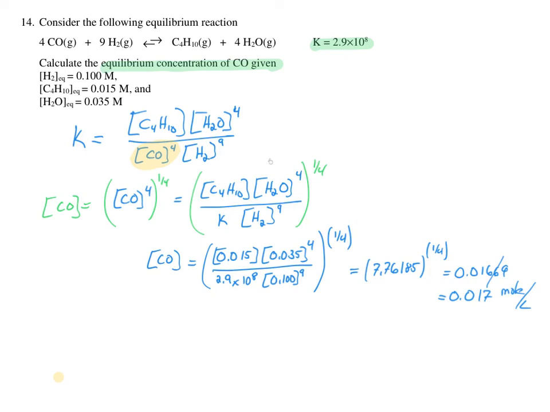Alright, so here are our numerical values substituted in from this problem statement. We're going to evaluate this using our calculator, and we get 7.76185. We're going to raise that to the 1/4 power and get this number, which to 2 sig figs is 0.017 moles per liter, our final answer.